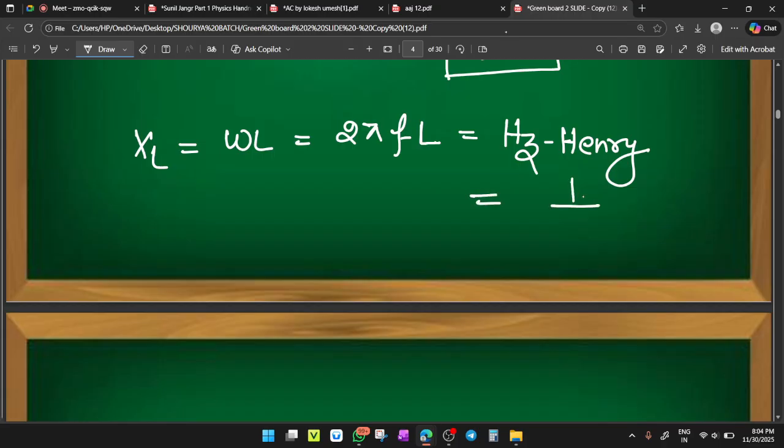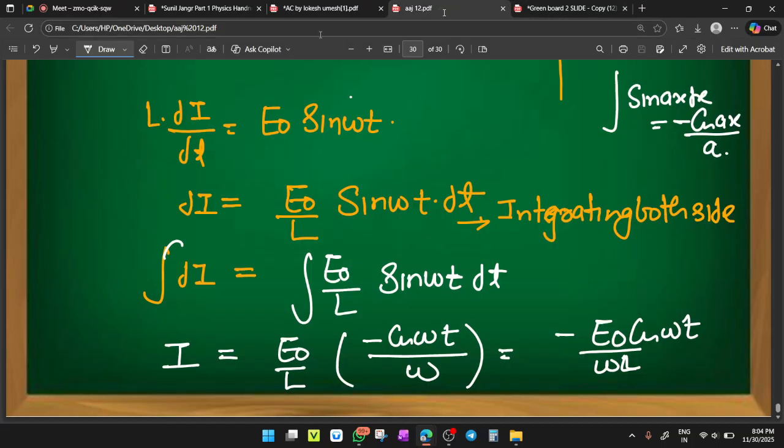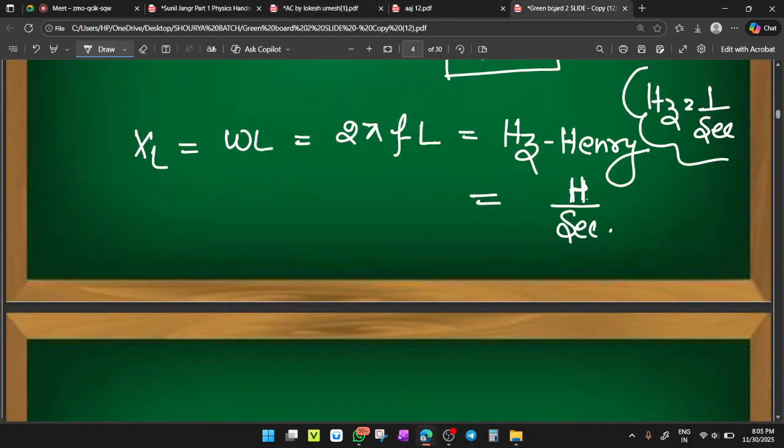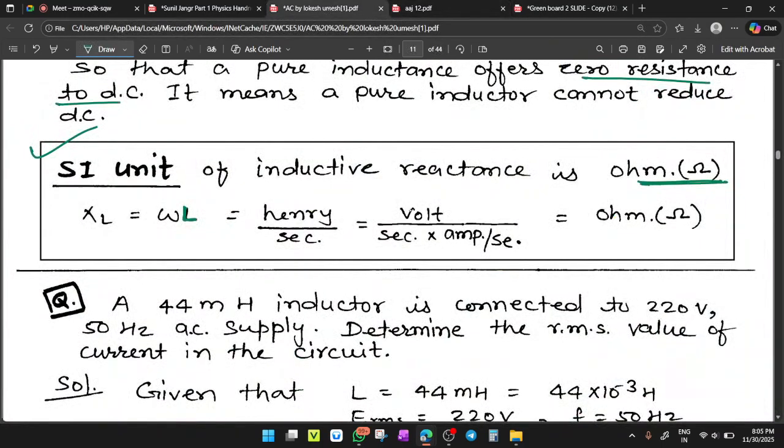Hertz equals 1 upon second. So above it will be Henry, and below, hertz is given by 1 upon second. Sorry, it should be Henry per unit second. So that equals volt per second per ampere per second, so the unit is equal to ohm. Obviously, it's a type of reactance, so its value is in ohm.